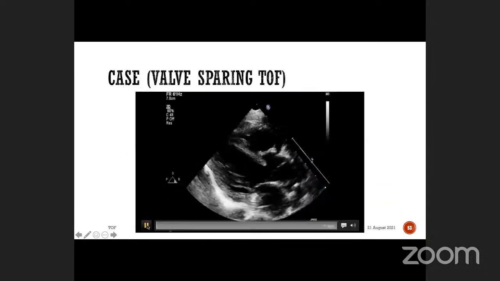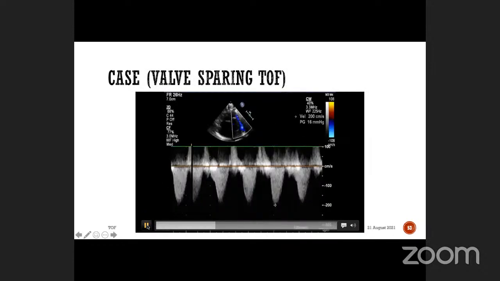This is another case where we did valve sparing, so the valve looked perfect. There was nothing wrong with the pulmonary valve. So we just did RVOT patch and MPA patch and PFO closure.